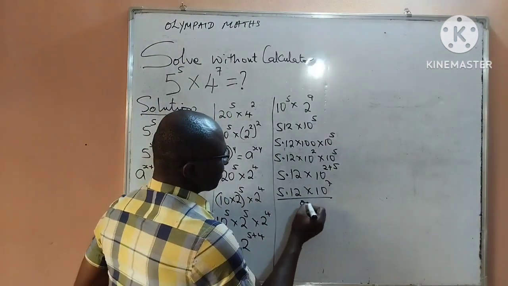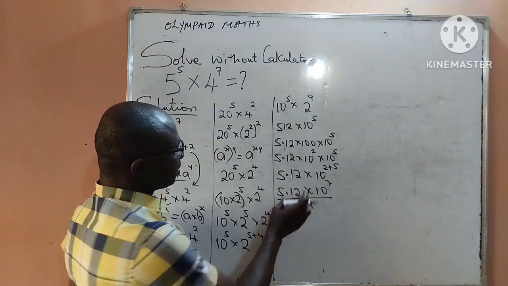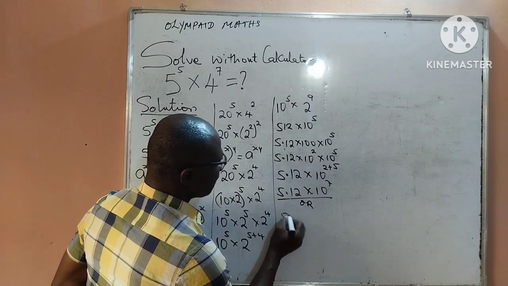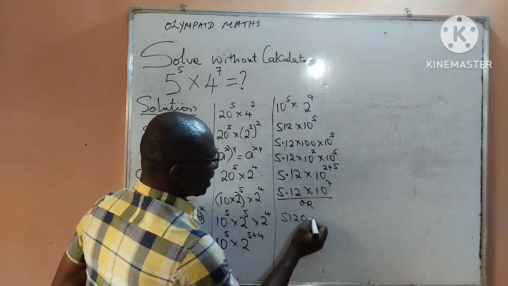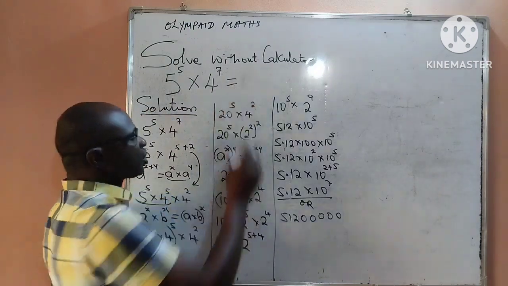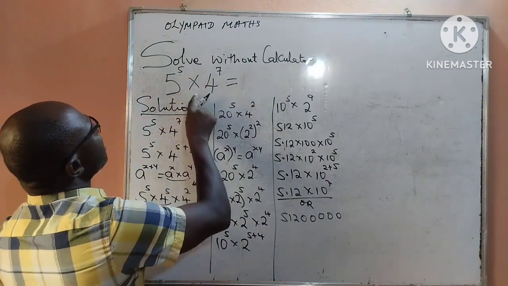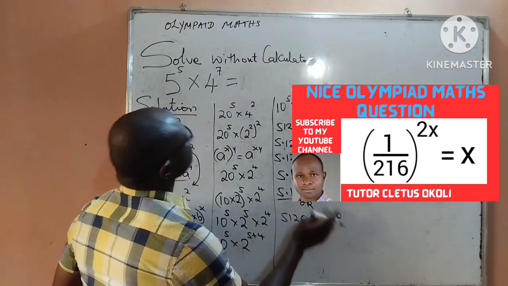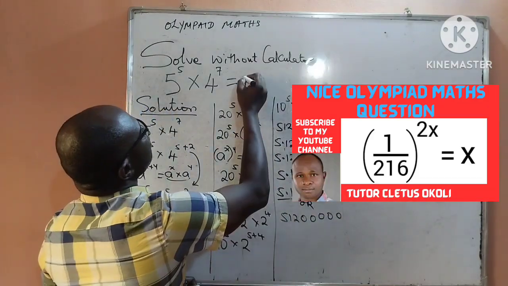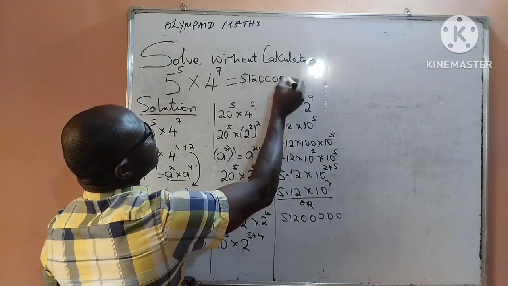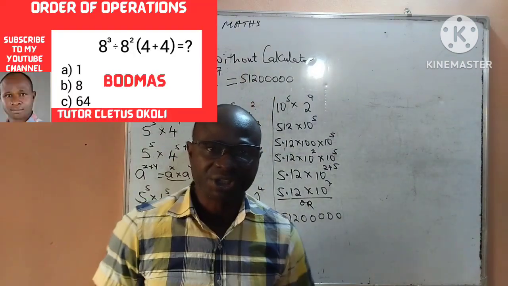The answer also can be written in ordinary form. This is the answer in standard form. In ordinary form, it will now be 512, then 1, 2, 3, 4, 5 zeros. Final answer. In conclusion, 5 raised to the power 5 times 4 raised to the power 7 without calculator has been resolved to be equal to 512,000,000.